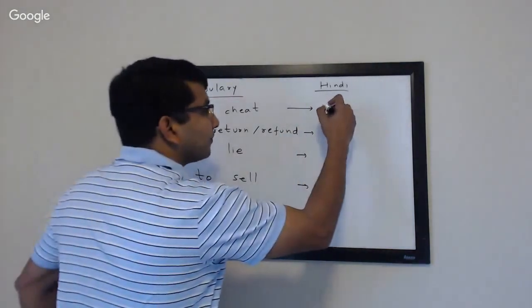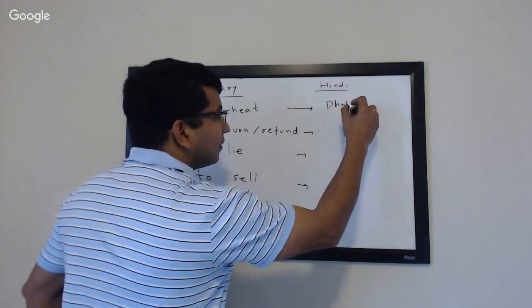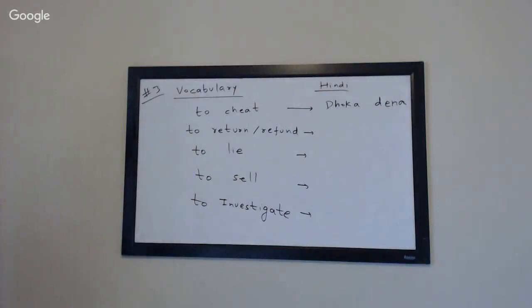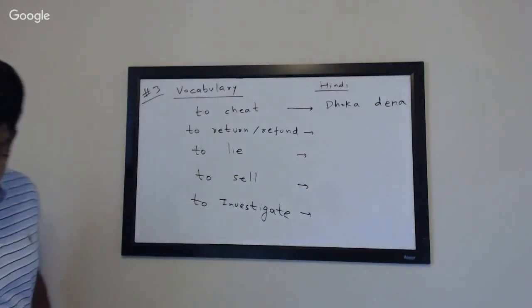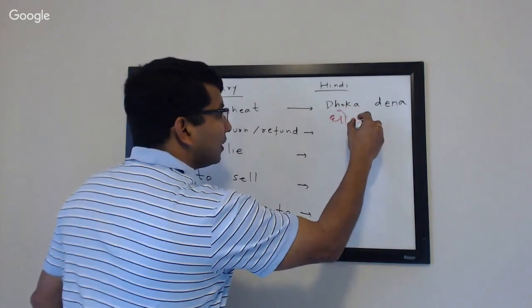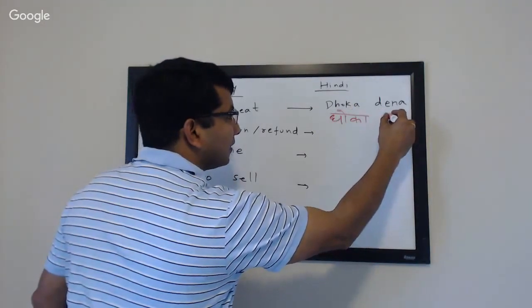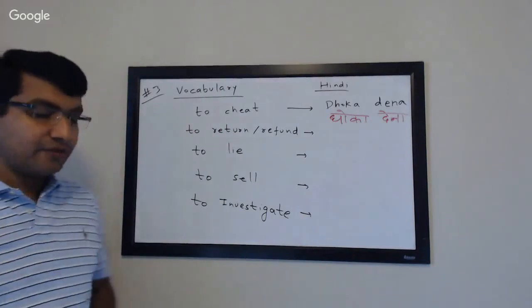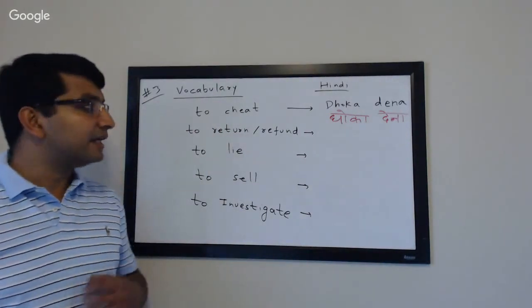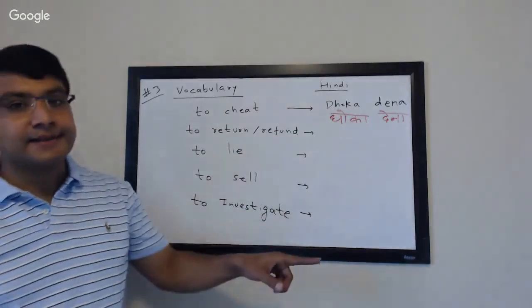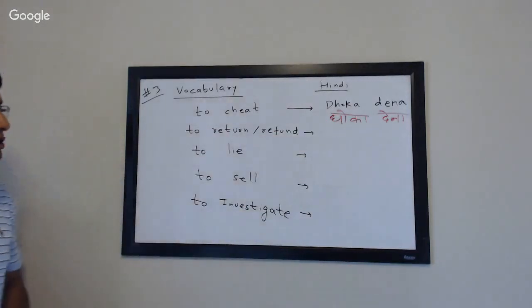Dhoka dena, and you see you are using dena here as well, right? And the way you write it in Devanagari, I'm going to write it down as well. You have a dh with an o, and then k with a, and then dena. For example, if you're saying that someone cheated, you will say usne dhoka diya. You see, dhoka is there as it is. Dena becomes diya. And because I have he, it's vah plus ne, usne.